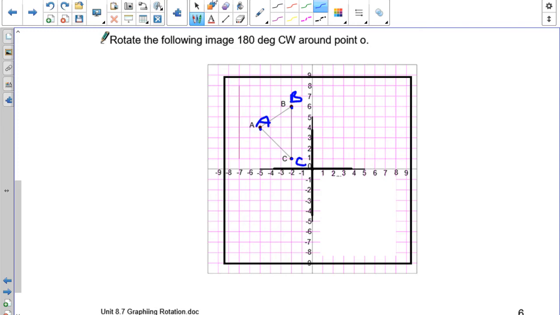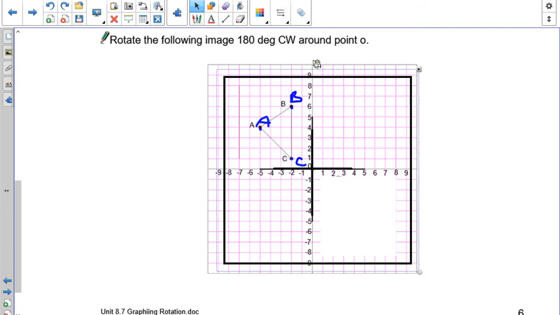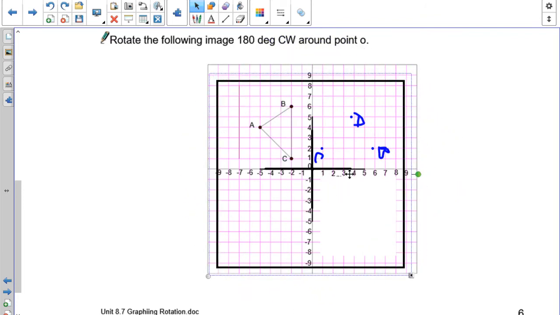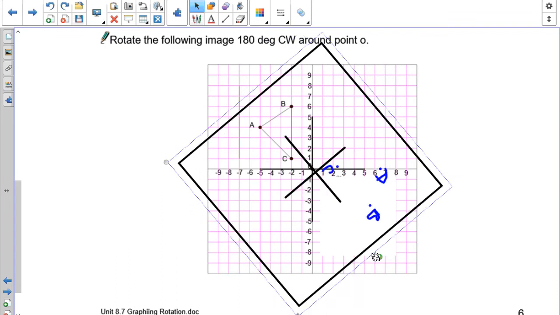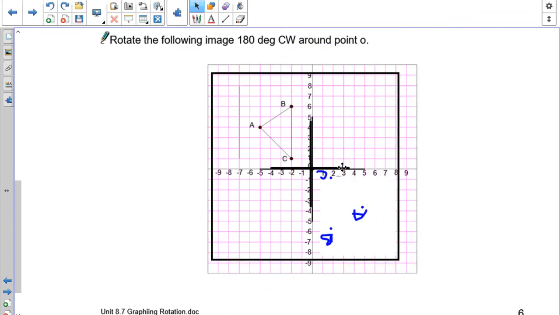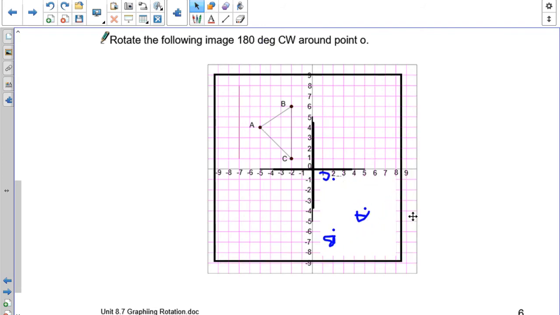So when you do the rotation, you'll notice that I'm going to go 90, right? And now here's 180. Now again, realigning everything back up on the origin. There we go. And you'll notice that here's my A, there's my B, there's my C.